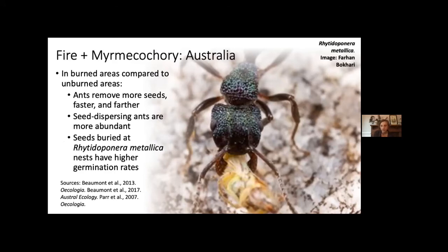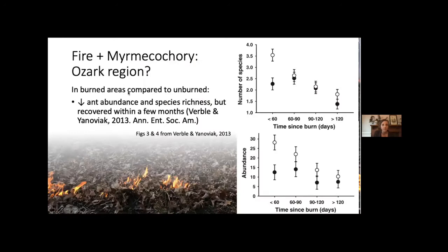So if fire is increasing ant dispersal and the number of seeds that are making it to ant nests, it's also therefore benefiting the seeds because the seeds benefit from being at the ant nests. And so that's what happens in Australia in burned areas. We do know a little bit about what happens to fire in the Ozark region and the ant community.